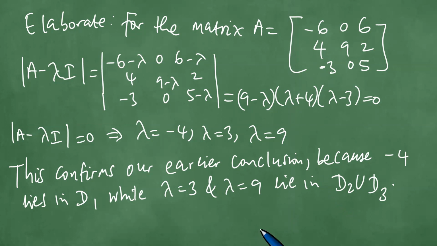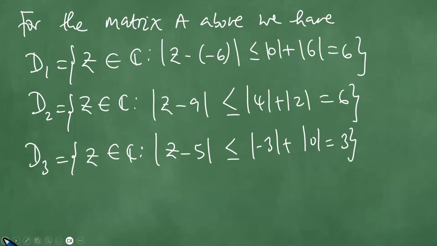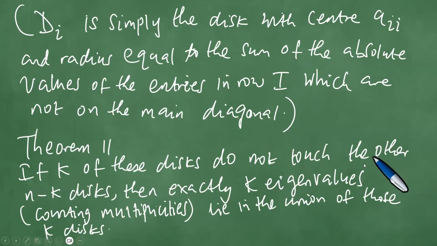Okay. So this confirms our earlier conclusion, because you have that observation there, that those eigenvalues lie in the respective disks because those disks do not all touch. The disk centered at minus 6 does not touch the other two. According to this theorem, if K of the disks do not touch the other N minus K disks, then exactly K eigenvalues, counting multiplicities, lie in the union of those disks.